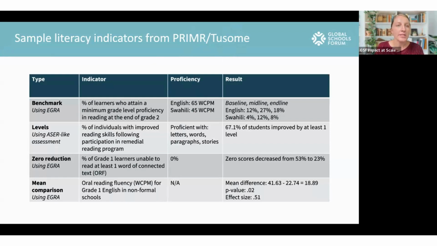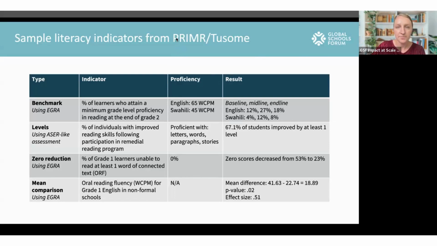So the first type of indicator would be a benchmark indicator. An example of this would be the percentage of learners who attain minimum grade level proficiency. For the purposes of this project, the proficiency or the benchmark was established for English at 65 correct words per minute, and for Swahili at 45 words per minute. And then what you're able to do is look at the percentage of children at that benchmark over time and compare baseline, midline, end line. So you can see examples of those percentages there.